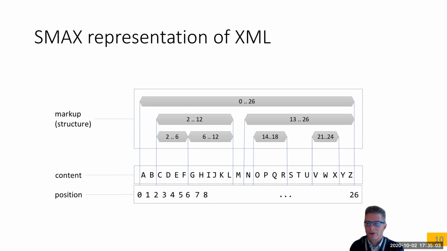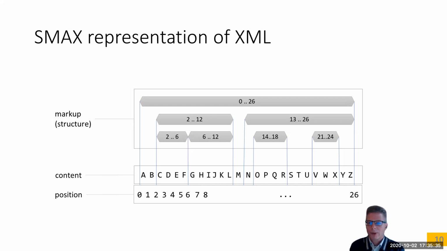So that means, for instance, we have this node containing the characters V, W, and X. And in the node itself, up in the tree there, it has recorded that the start position is 21 and the end position is 24. If we do this for every node in the tree, every XML element, it's possible to later turn this into a DOM or a SAX representation quite easily.